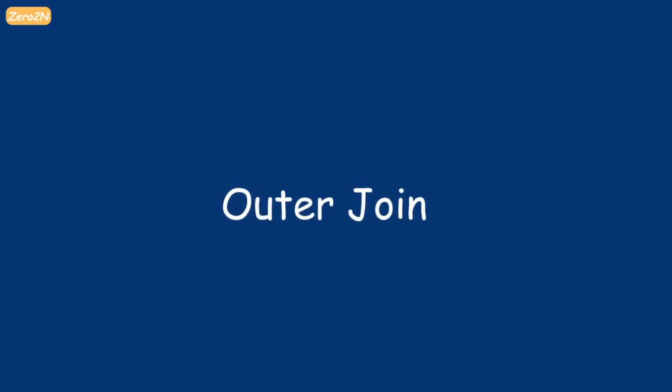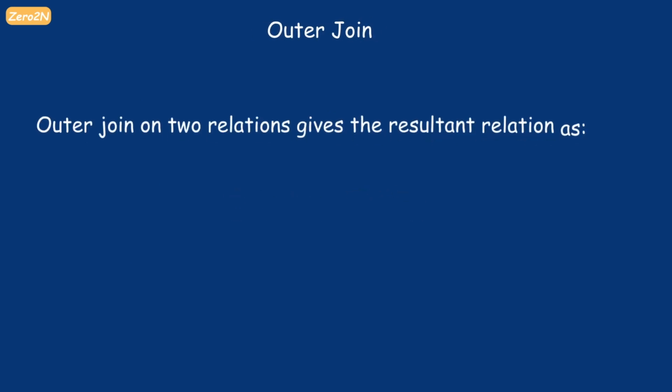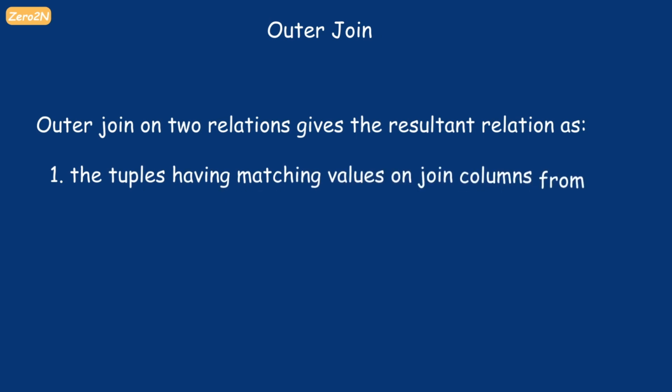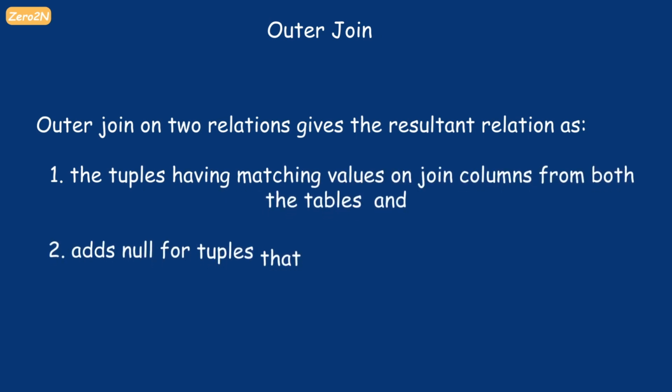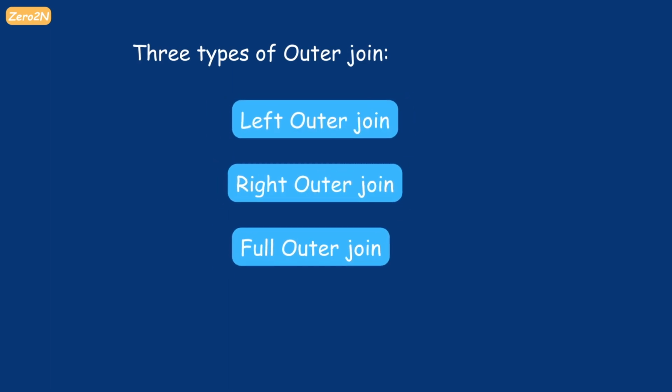Outer join. Outer join on two relations give the resultant relation with the tuples having matching values on join columns from both the tables and adds null for the tuples that do not have a match. Outer join is of three types: left, right, and full outer join.